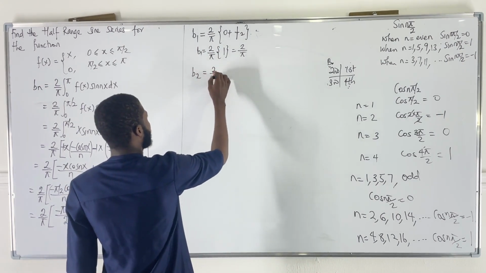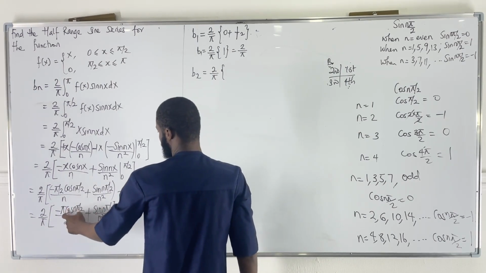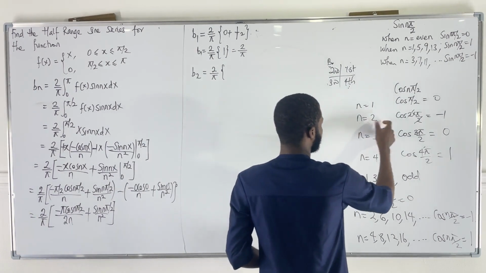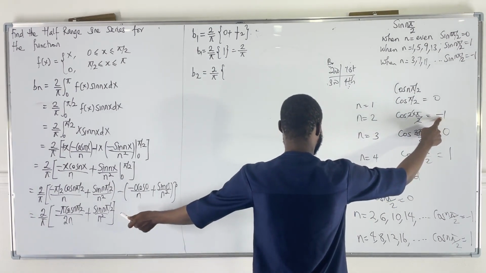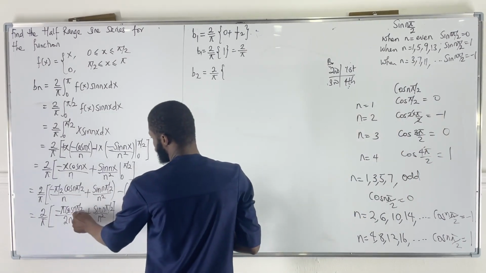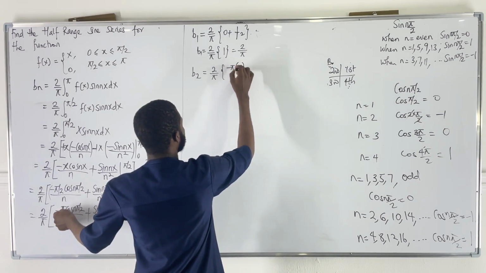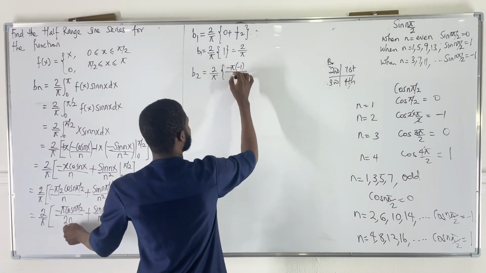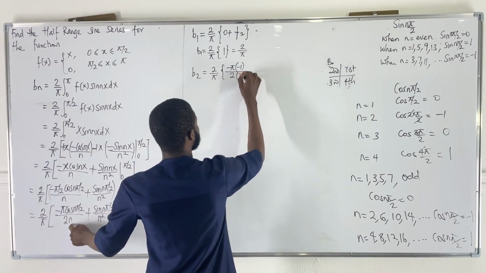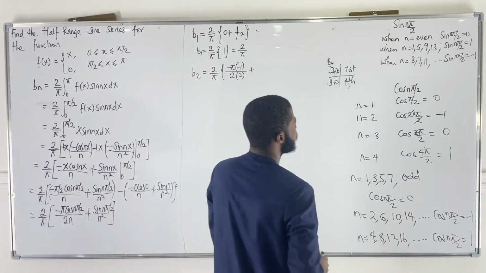So this is 2 over pi. Now b2 means n is 2. So what's the value of this when n is 2? When n is 2, the value of that part is minus 1. So this will be minus 1 times minus pi. So we have minus pi into minus 1 over 2. We said n is 2, right? So this will be 2 times 2. And then plus, now what's the value of this when n is 2?